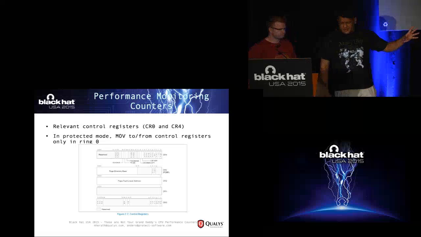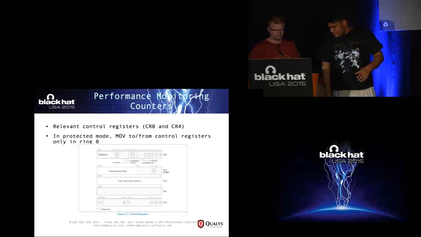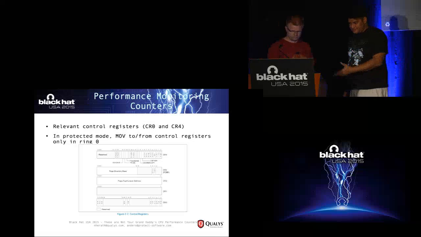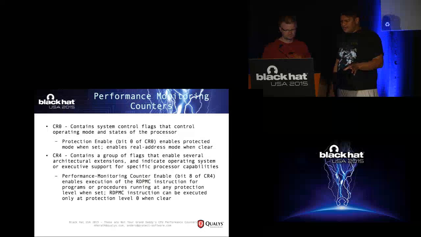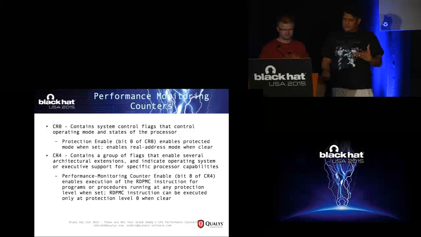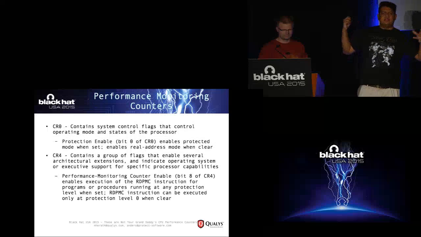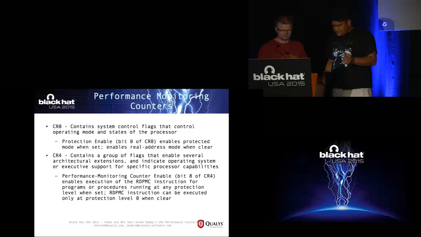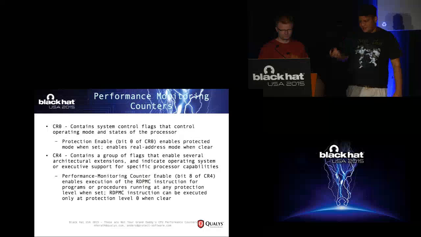So just quickly, the relevant control registers for setting these up are CR0 and CR4. I'm not going to go into the details of it. It's in the manuals, it's just a screenshot from the manuals. And quickly, CR0 contains the protection enable flag, and that basically allows us to set the processor modes. And in protected mode, CR4 contains the bits to enable the performance monitoring events.